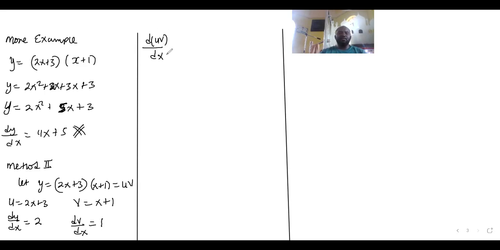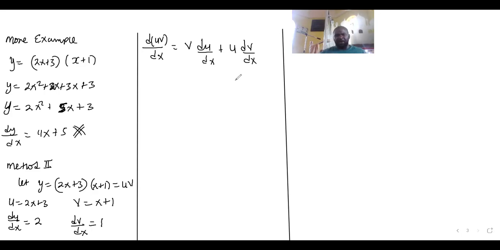d(uv)/dx we saw as: keep v constant, differentiate u, plus keep u constant, now differentiate what? v. Those people who cram very well always say differentiate one, keep the second one constant, plus differentiate the second one, keep the first one constant. So this is what the idea is.